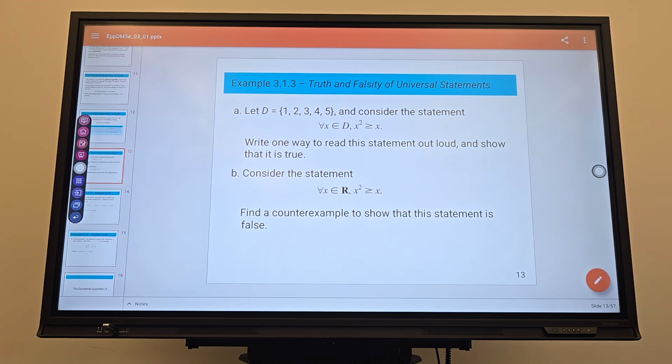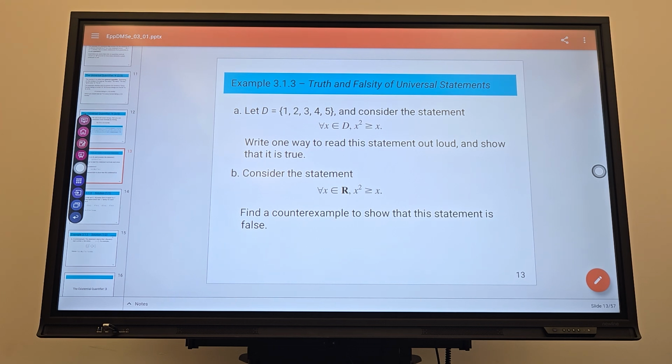Show that it is true. You do the math and show for every element in the set that you can indicate that the statement is true. Consider the statement here as being false. To make it false, all you have to do is find a single example where it is false instead of being true.